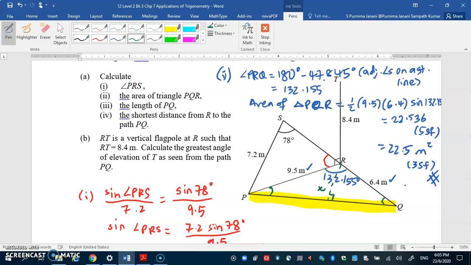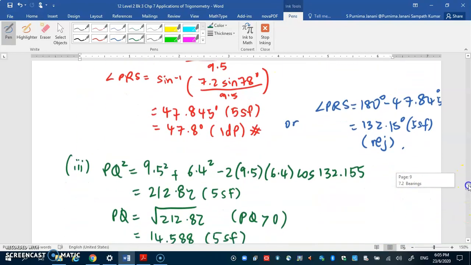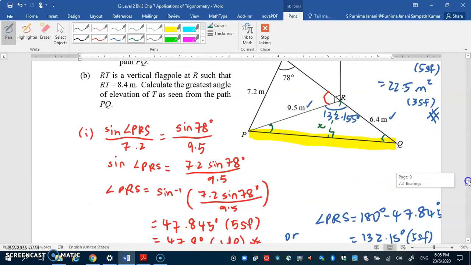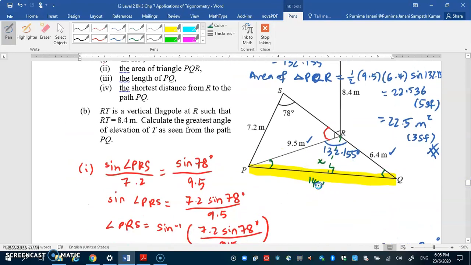If you want to find the shortest distance, you already know PQ. Just now you found PQ, you already know PQ is 14.588 meters. And you also know that the area of triangle PQR is 22.536, which you found earlier. If I have my base and I want to find my height, but I already have the area of the triangle, can I use the area of the triangle to find this height? Why not? So let's use that strategy instead. This is another method to find the shortest distance.